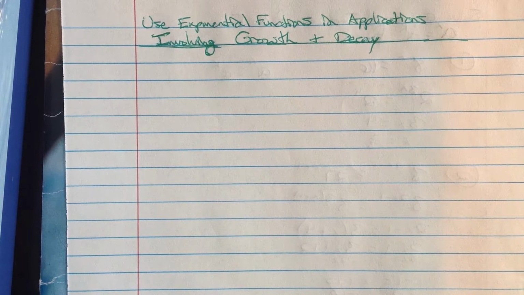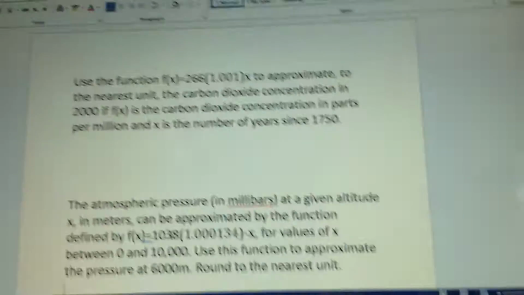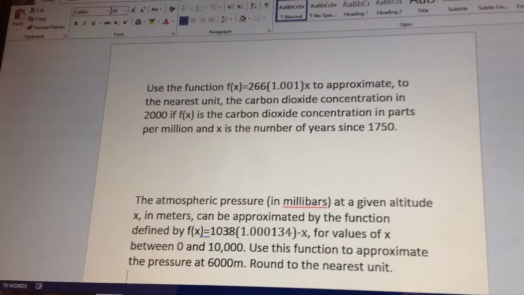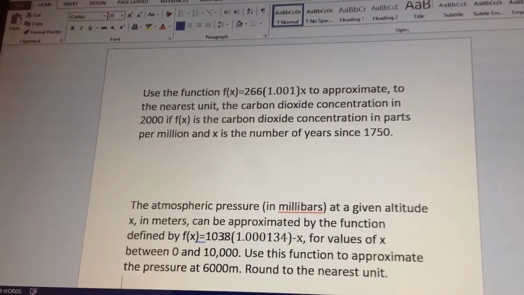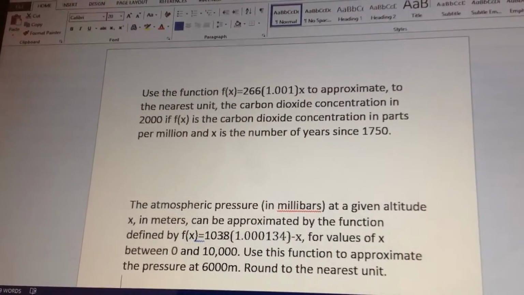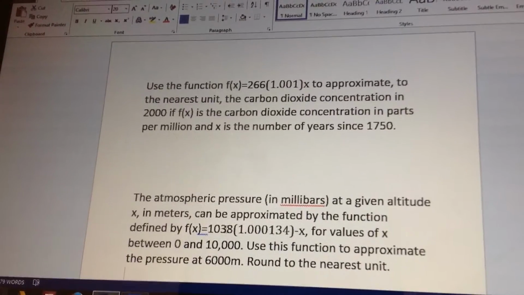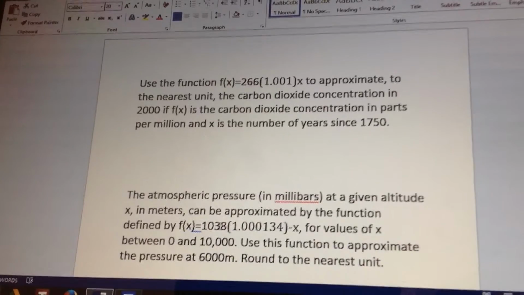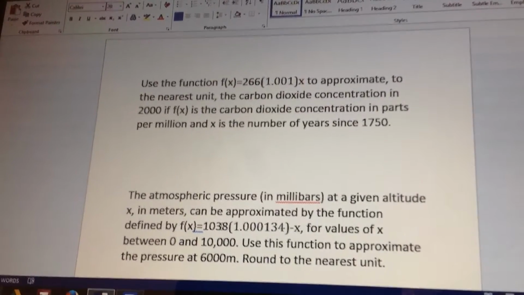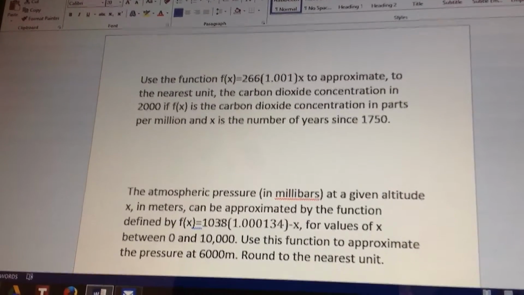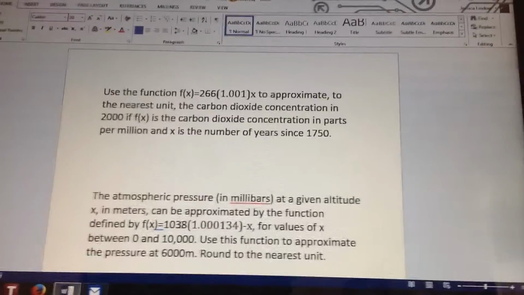Use exponential functions in applications involving growth and decay. So we have two examples that we're going to run through. The first being, use the function f of x equals 266 times 1.001 to the x power to approximate, to the nearest unit, the carbon dioxide concentration in 2000, if f of x is the carbon dioxide concentration in parts per million, and x is the number of years since 1760.